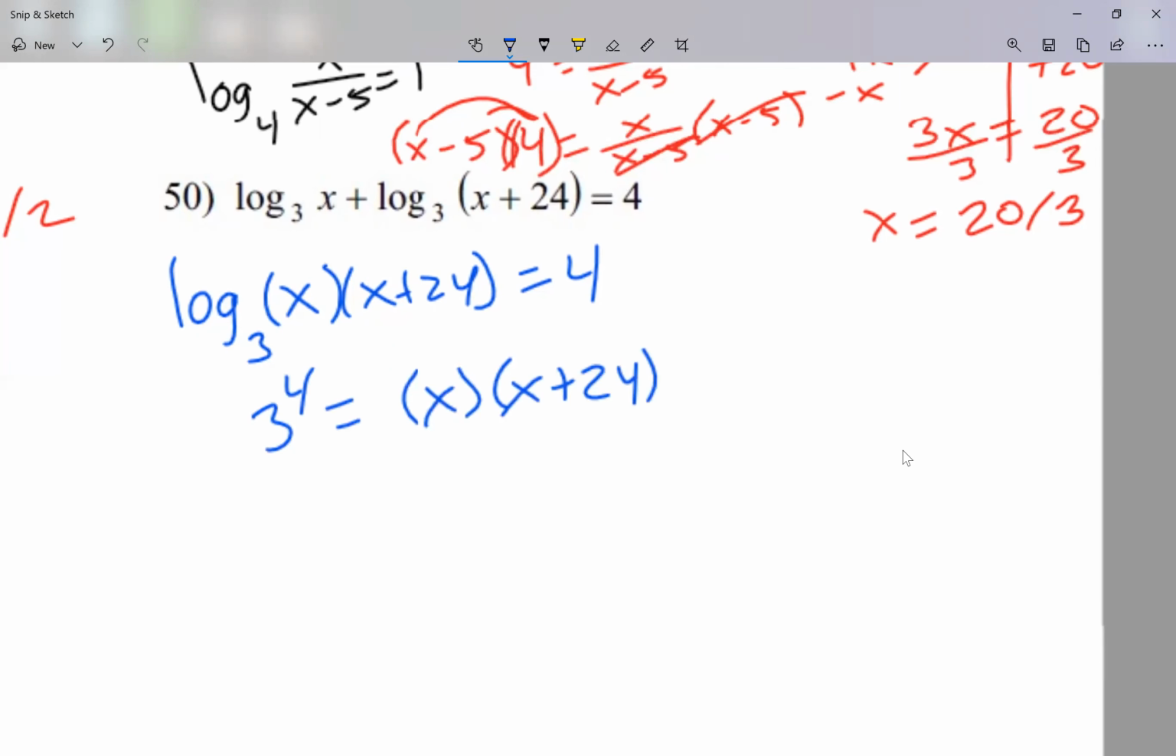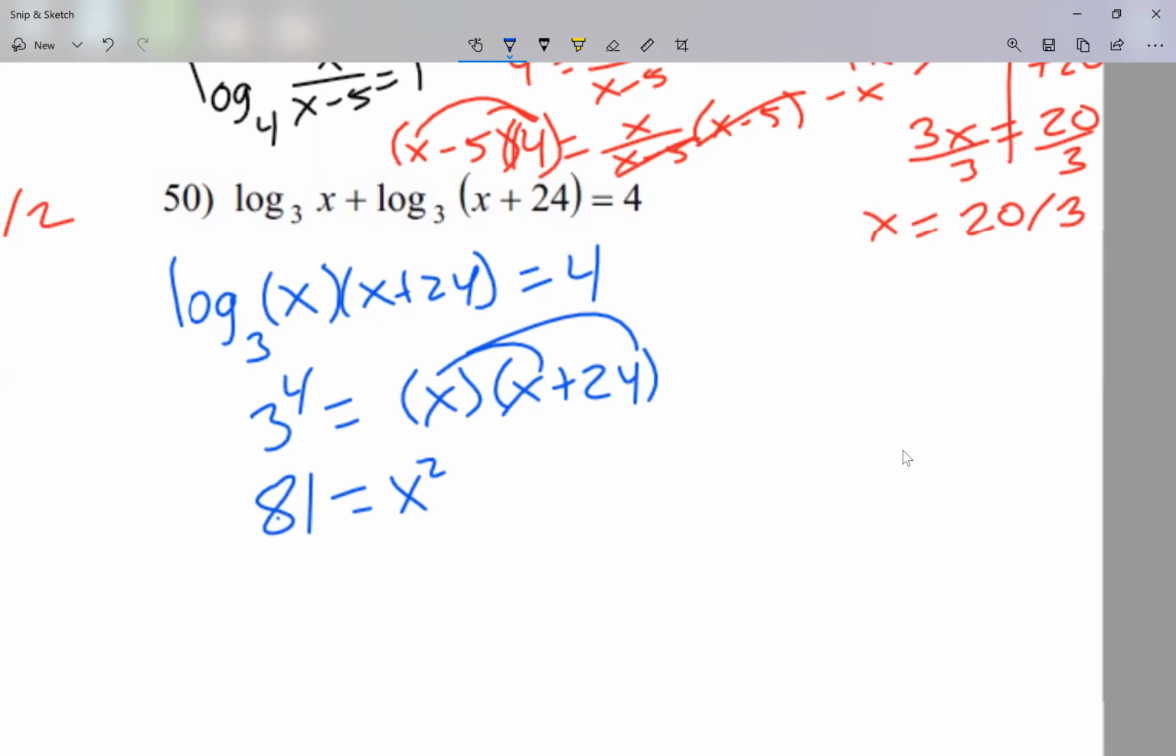This is something that so far not bad. The interesting part here is 3 to the 4th, right? Multiply 3 times 3 times 3 times 3. That should give me 81. Now here, when I distribute the x, this gives me x squared plus 24x.